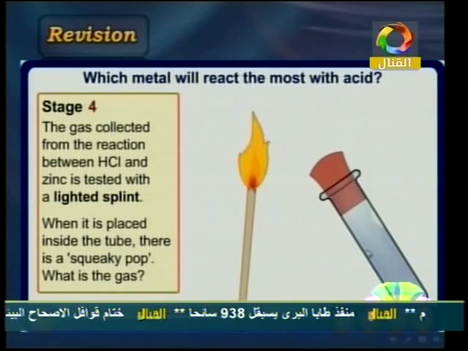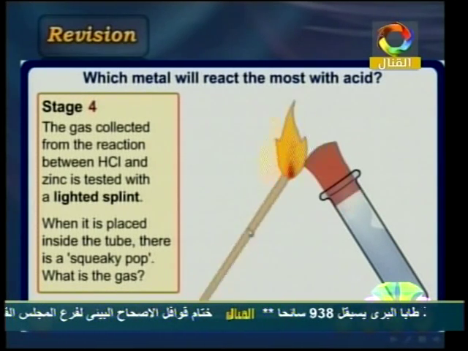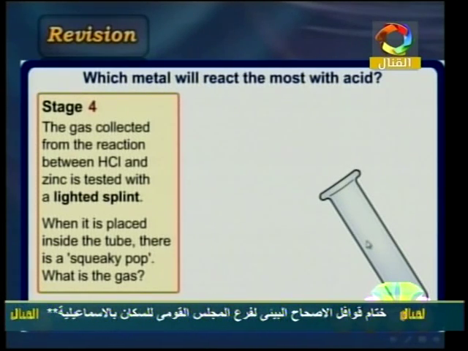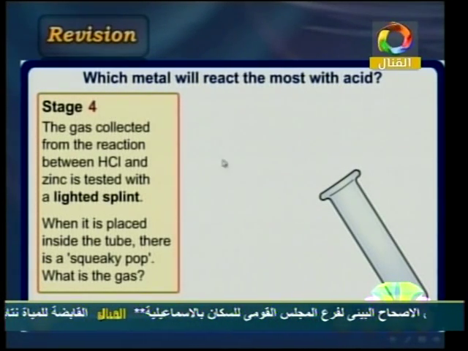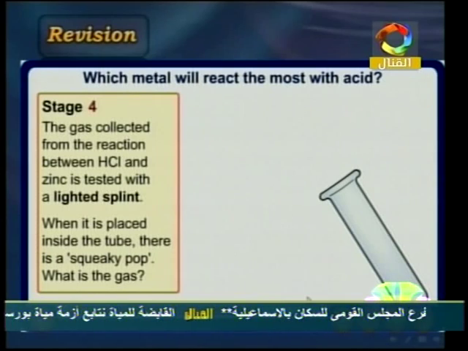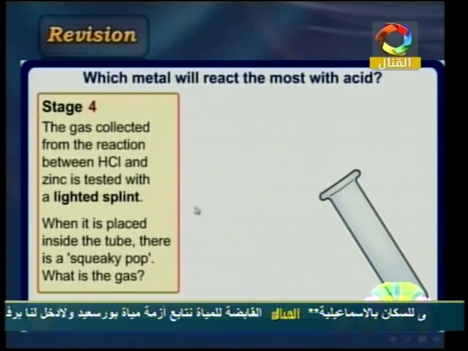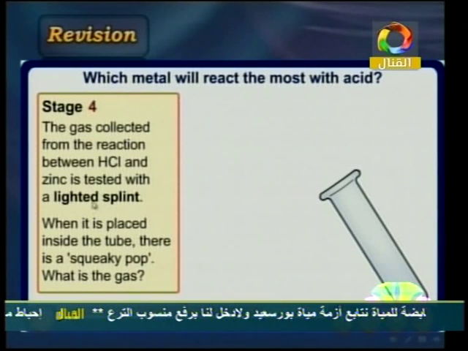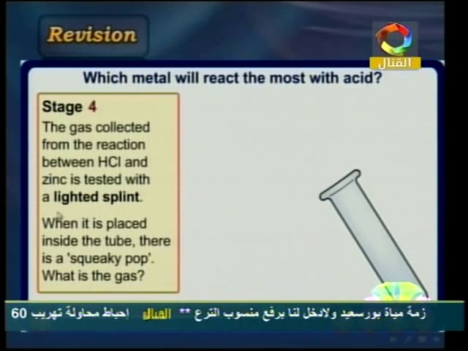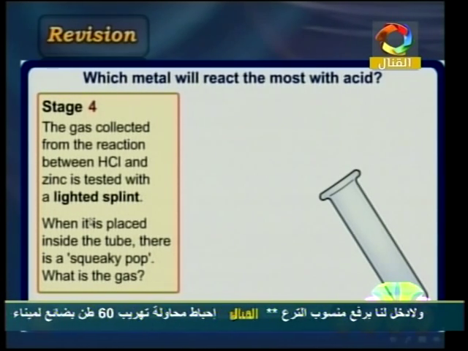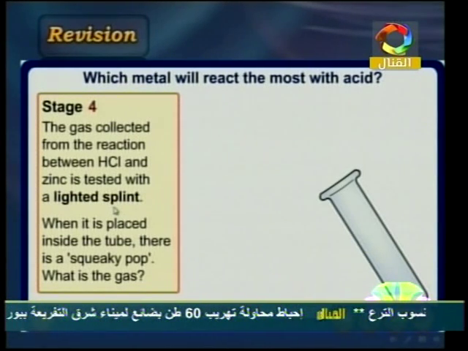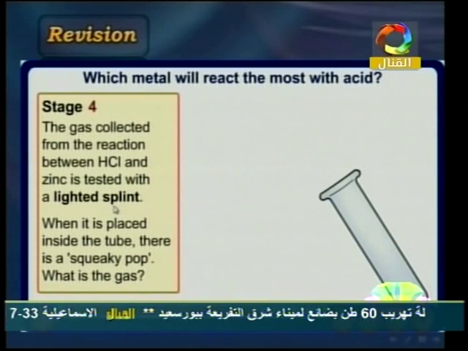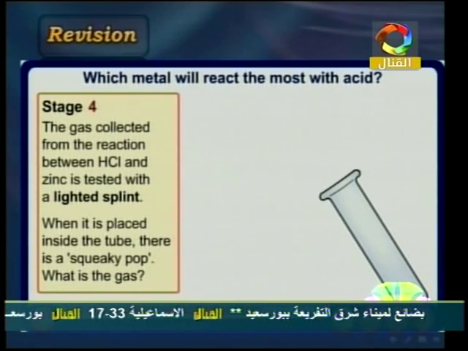Again, here we have the gas that is found here, and we have a matchstick. If I bring this matchstick inside the tube that contains the gas, it makes a pop sound. And this pop sound is the hydrogen gas. The gas collected from the reaction between HCl and zinc is tested with a lighted splint. A lighted splint means a matchstick that has fire. So this fire makes a pop sound with hydrogen gas.